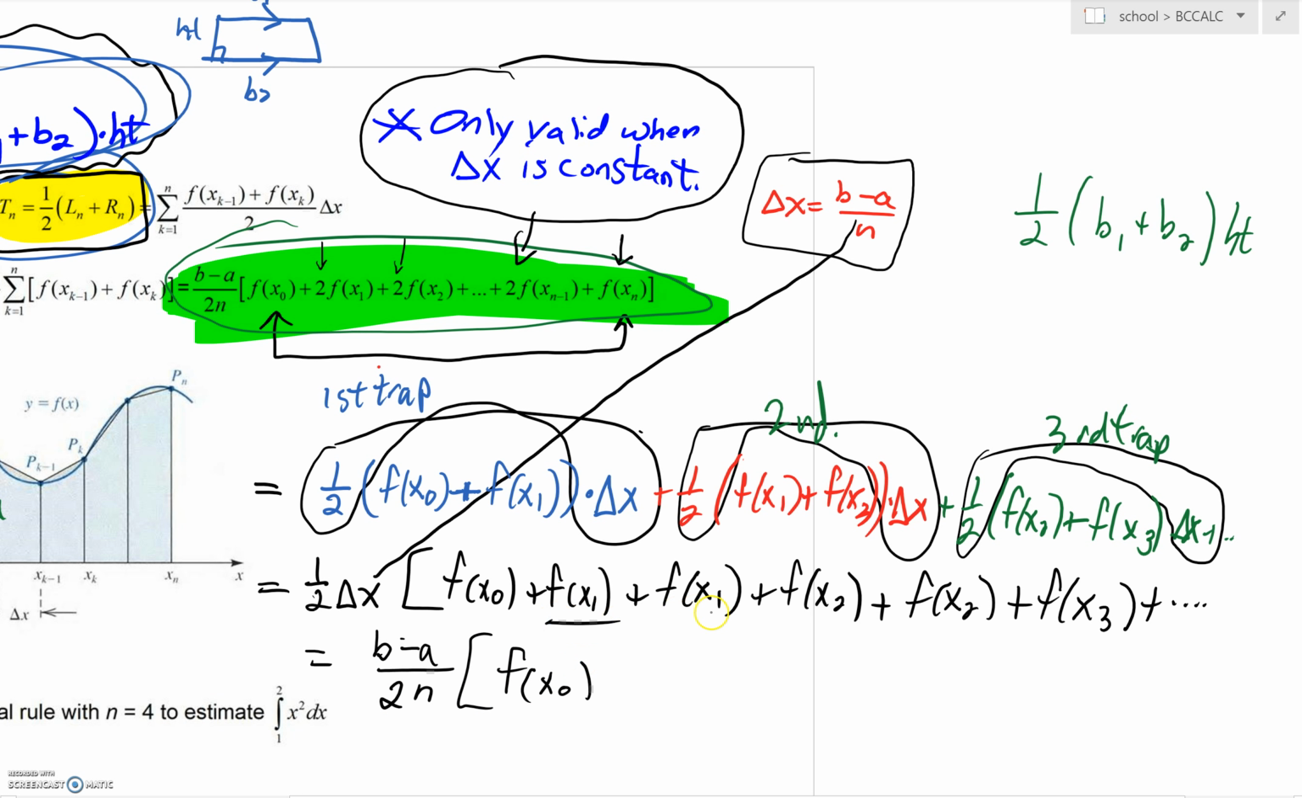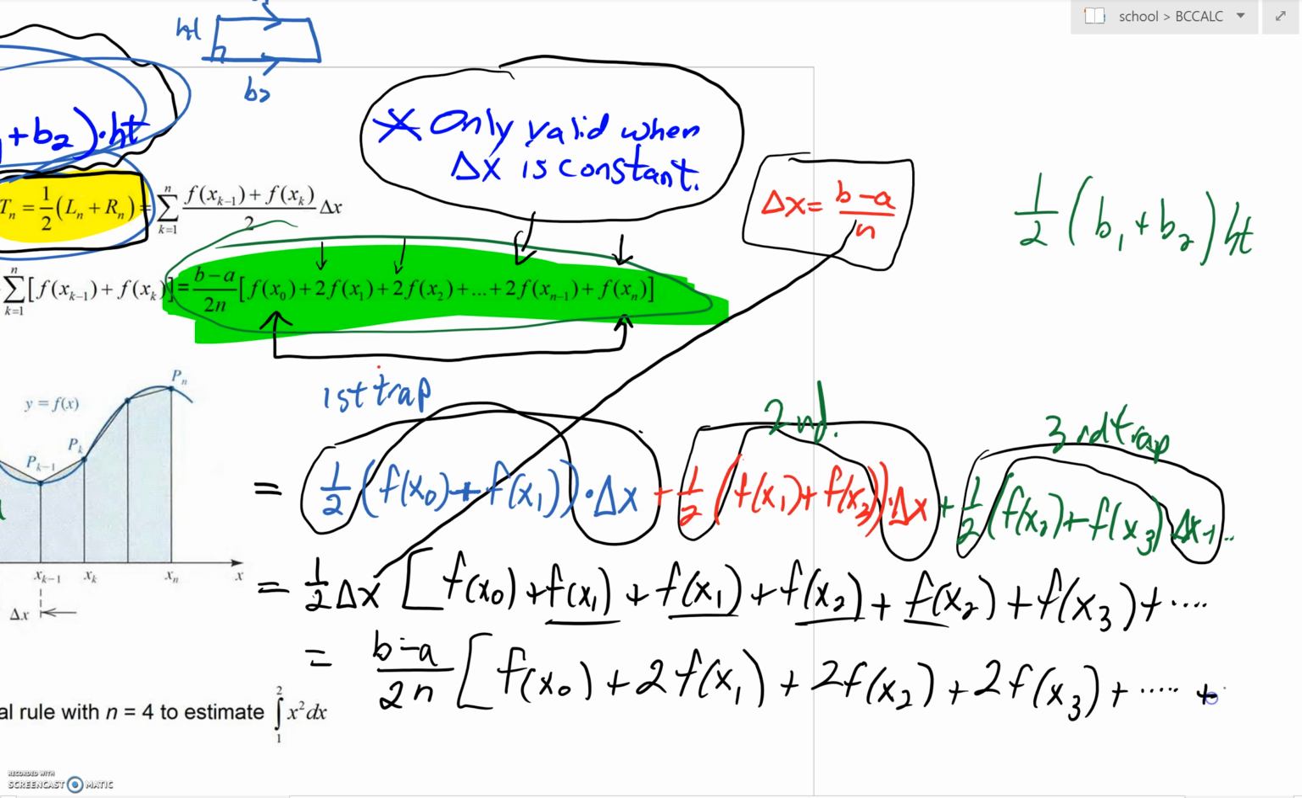And wow, look at this. Your f of x1 and f of x1, there are 2 of them. And there are 2 f of x2s. And there'd be 2 f of x3s. And you're going to keep getting doubles of all of these until you get to your very last base here, which is f of x sub n.